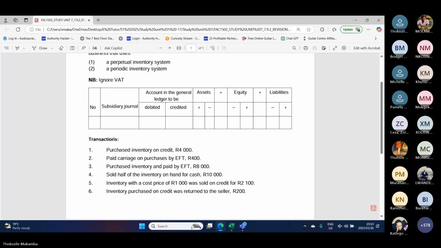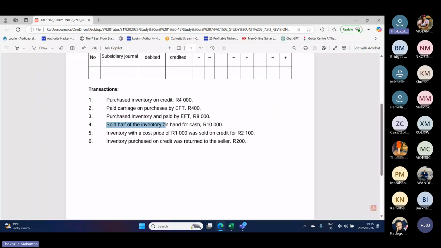Okay. So the transactions: purchased inventory on credit, 4,000 Rand. Paid carriage on purchases by EFT, 400 Rand. Transaction 3: purchased inventory and paid by EFT, 8,000 Rand.